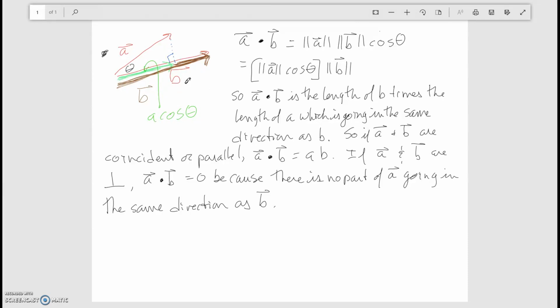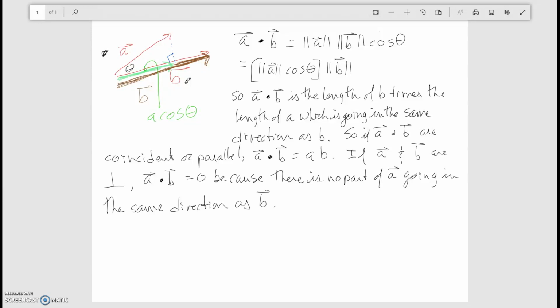But A cosine theta, that's this green line right here. That is the part of A that is projected down onto B, parallel to vector B. So really, A dot B is the length of B times the length of A which is going in the same direction as B. And therefore, if A and B are coincident, or if they're parallel to each other, A dot B is just A times B, because they are multiplications of each other.